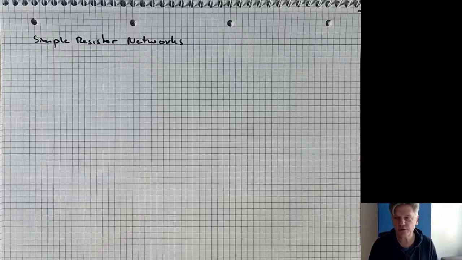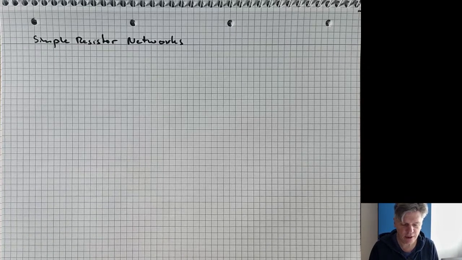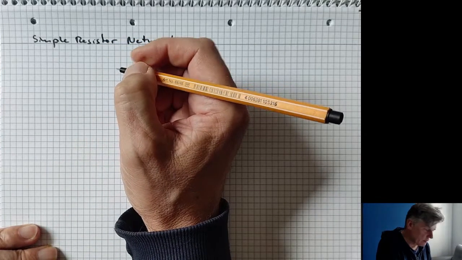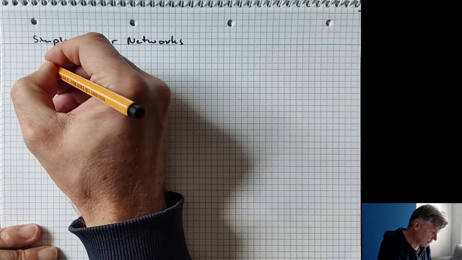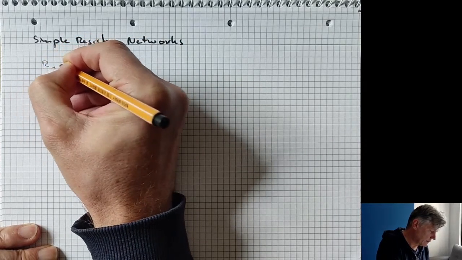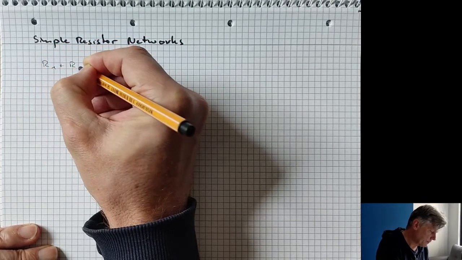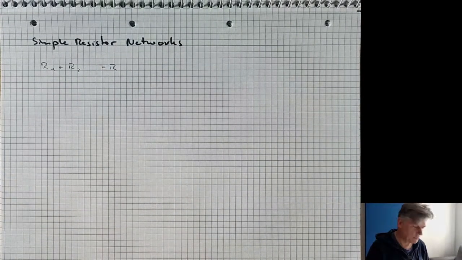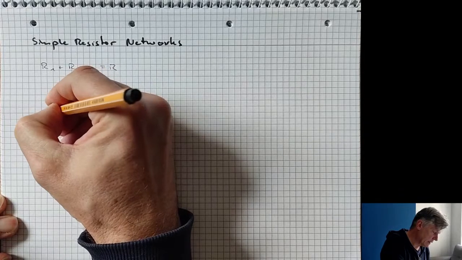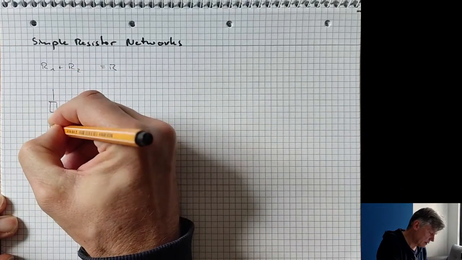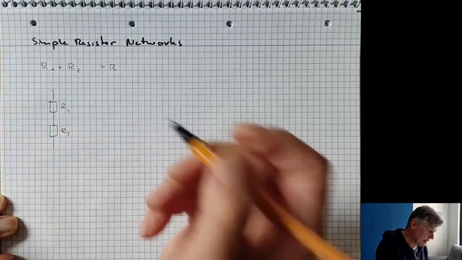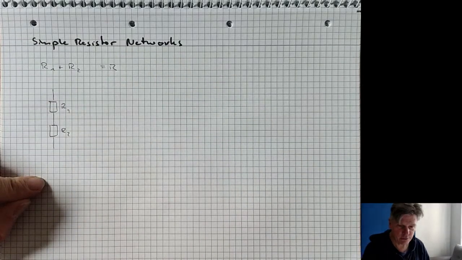I want to discuss a few simple resistor networks and how to calculate them. So the equation for the series resistance was that R1 plus R2 is R, right? If we have two resistors in series, like R1 and R2. But what happens if we have another resistor here?